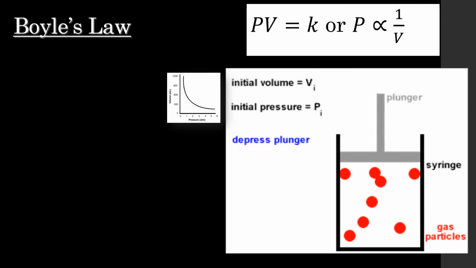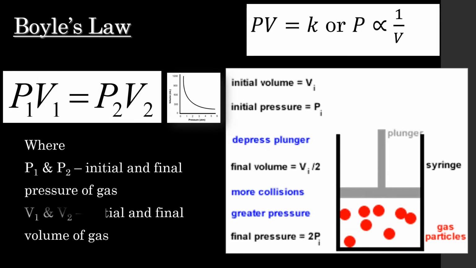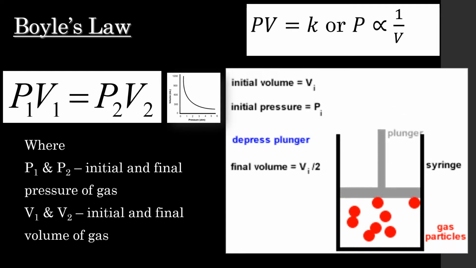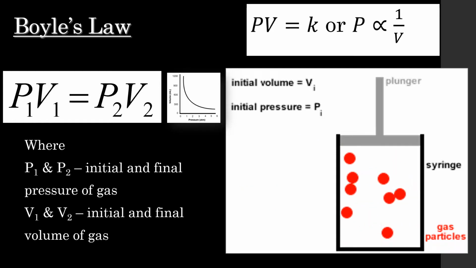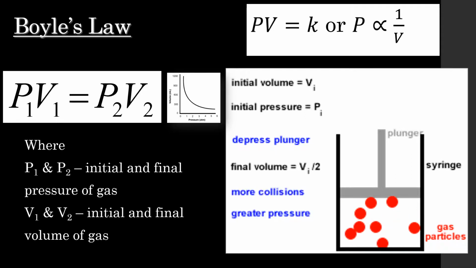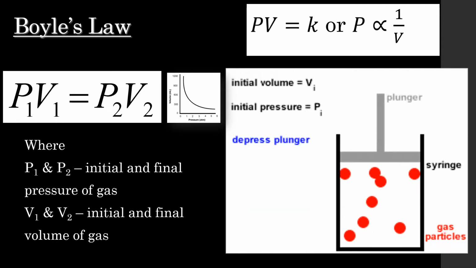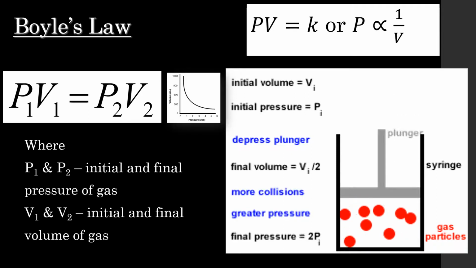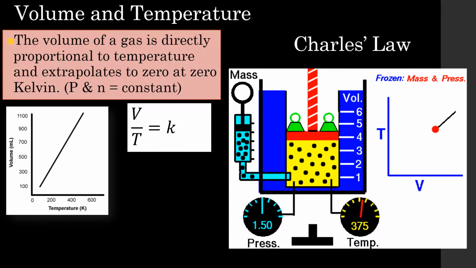We can express this in a couple of different ways as well. We can also rewrite Boyle's law as PV equals K, or a constant, or pressure is proportional to 1 over volume, or P1 V1 equals P2 V2. Where P1 and P2 are the initial and final pressures, and V1 and V2 are the initial and final volumes of the gas.